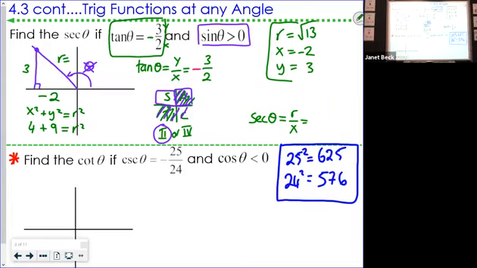And finally, I can answer the question. The secant of theta is the r, square root of 13, divided by the x, negative 2. Ooh, I can't leave it like that. You can't leave a negative inside the fraction. A positive divided by a negative is a negative, square root of 13 over 2. Okay, there we go. We could use that same picture to find the cosine, the cotangent, the cosecant, anything based on that same picture.